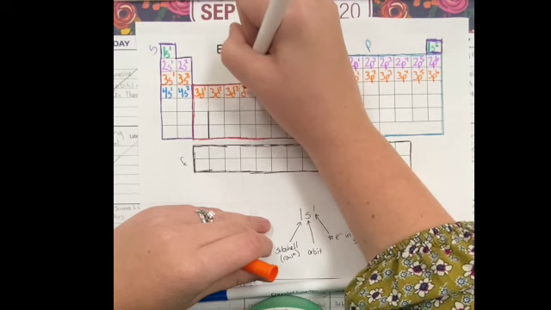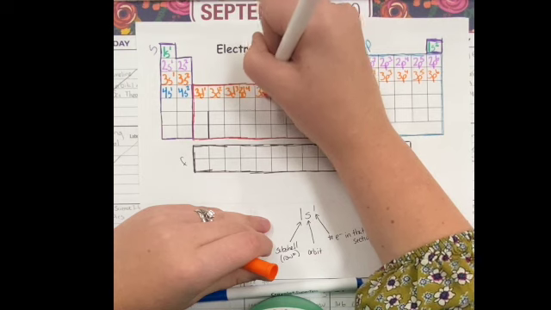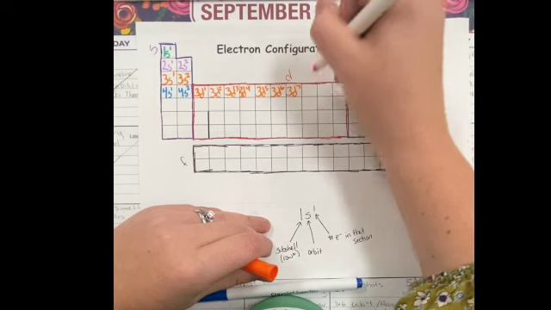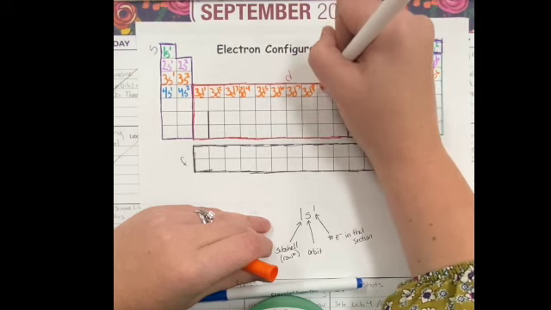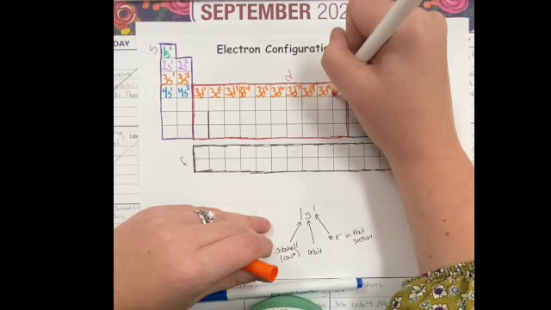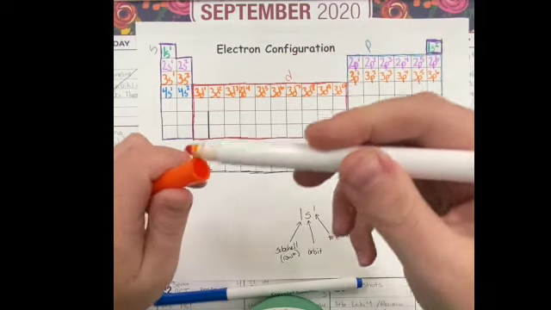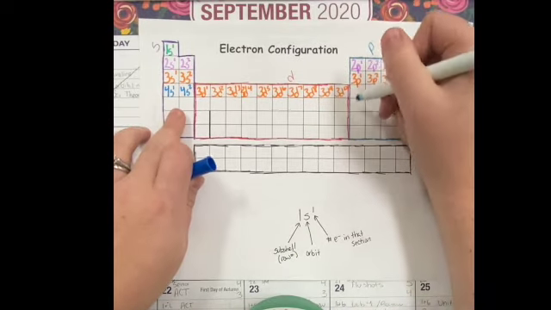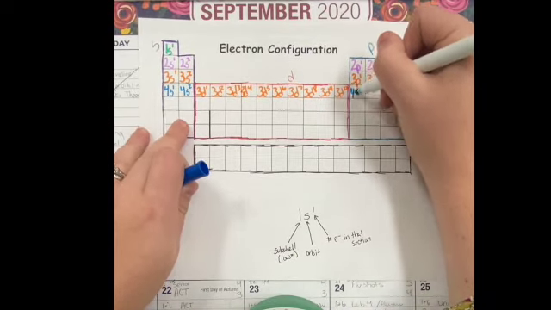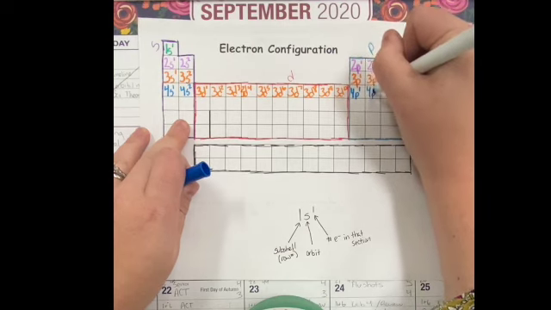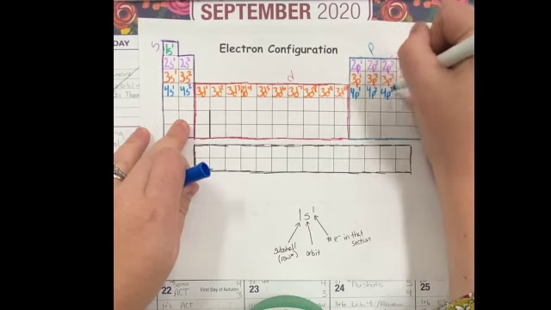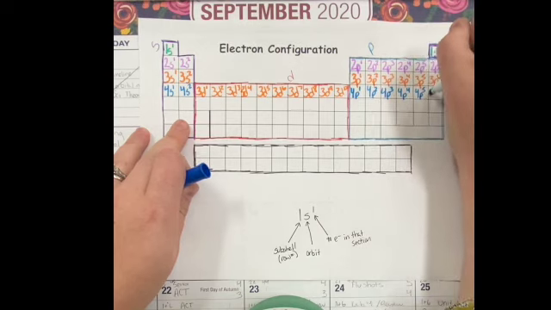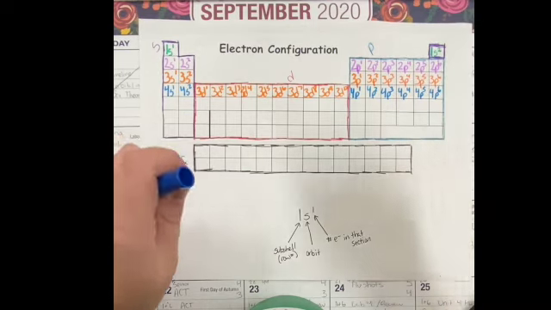3d3, 3d4, 3d5, 3d6, 3d7, 3d8, 3d9, 3d10. Okay, so now we're done with 3. And we'll finish off. Since this is 4s, then these are back up to your 4p. So 4p1, 4p2, 4p3, 4p4, 4p5, 4p6.